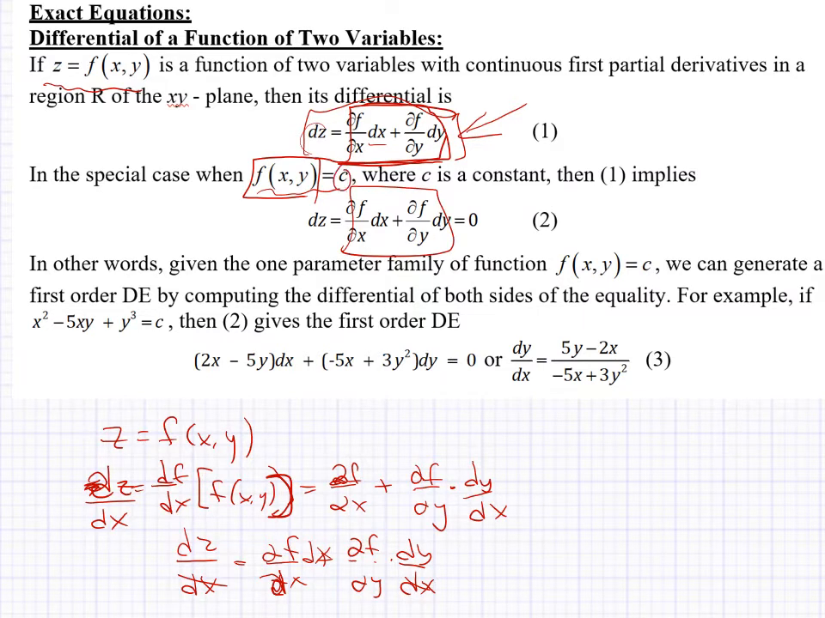But since this is a constant, the derivative of the other side would be 0, regardless of how we're going to do it. A derivative of any constant is always going to give you 0. And so we're looking at this equation, and this is what we're going to use for the concept of an exact differential equation. So here's an example.